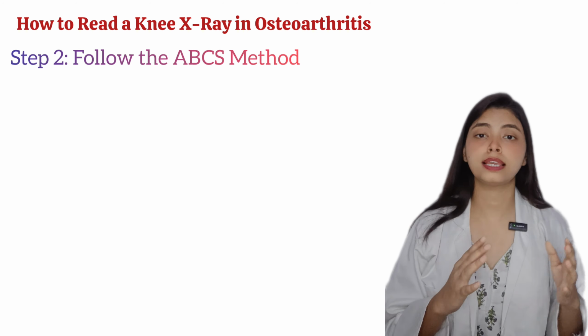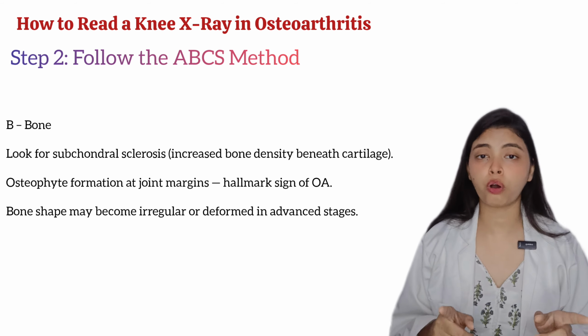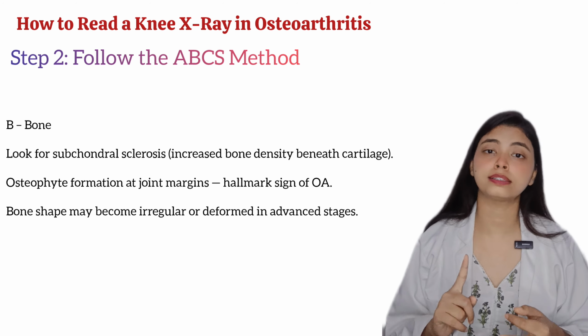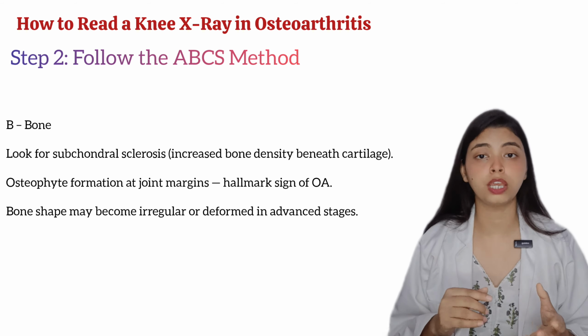Next is the B, which stands for bones. The first thing, look for the subchondral sclerosis, that is basically the dense bone beneath the cartilage. Second thing is osteophyte formation. Osteophytes are basically the bony spurs found in the joint margin, and this is a hallmark sign for knee osteoarthritis. And third thing is the bone shape. There may be irregular or deformed bone found in severe osteoarthritis or in later stages.